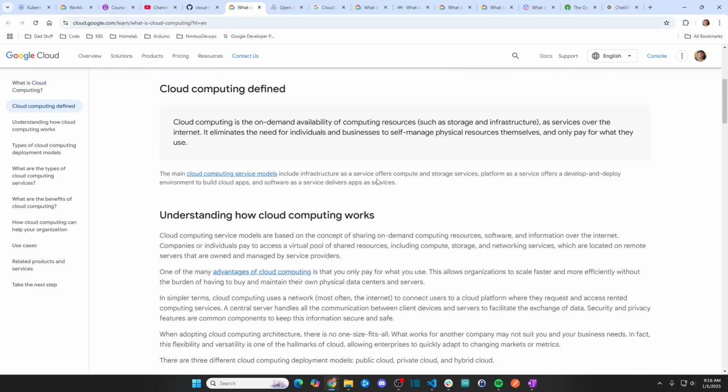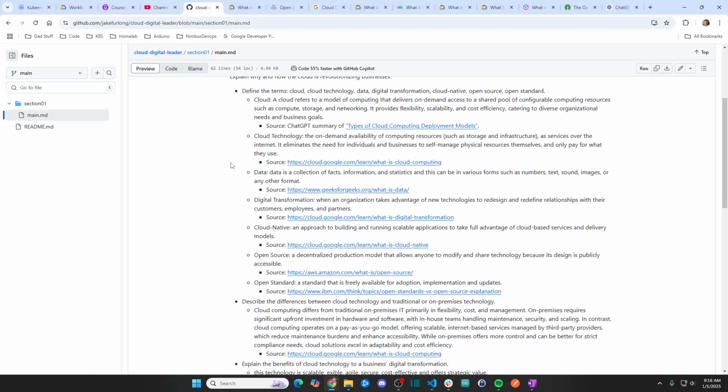The second and very similar definition that we're looking at is for cloud technology, which is defined as the on-demand availability of computing resources such as storage and infrastructure as services over the internet. It eliminates the need for individuals and businesses to self-manage physical resources themselves and only pay for what they use. And this is again taken directly from the What is Cloud Computing documentation.